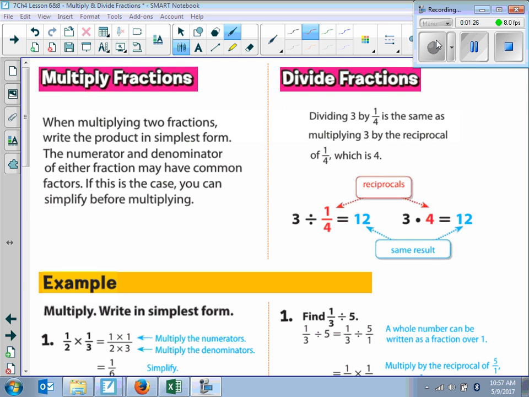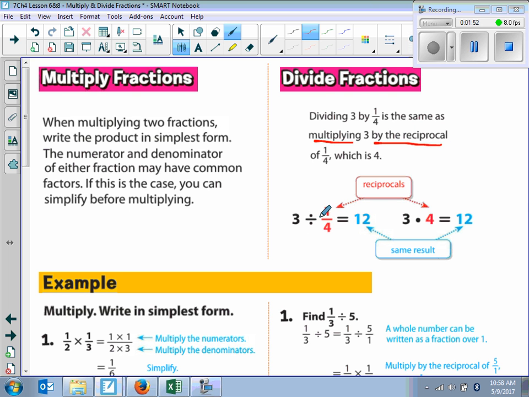So when we multiply fractions, once again, you're going to multiply the numerators and you're going to multiply the denominators. But of course, if you can, you should simplify before you multiply. Very good. And then for dividing fractions, just like we wrote down in the warm-up, we are going to multiply by the reciprocal.